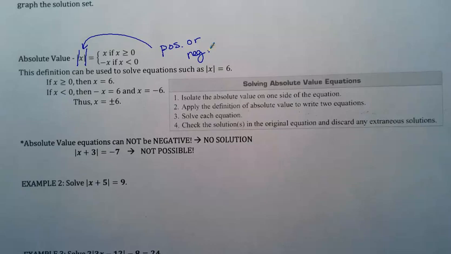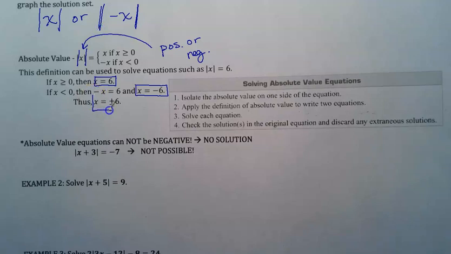So this definition can be used to solve equations, such as the absolute value of x equals 6. What that's saying is, if x is greater than 0, then x is 6. If x is less than 0, then -x equals 6, and x equals -6. Really, x could be a positive number inside there, or a negative number. We don't know if it's positive or negative. Thus, we might say x equals positive or -6.